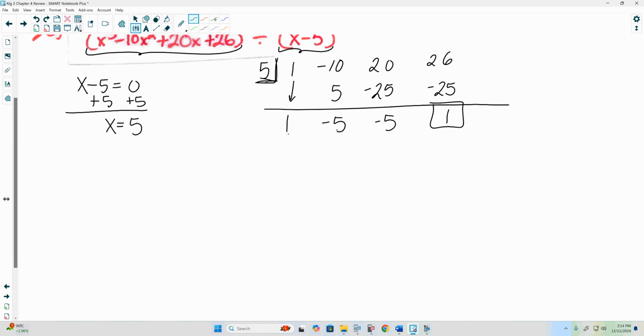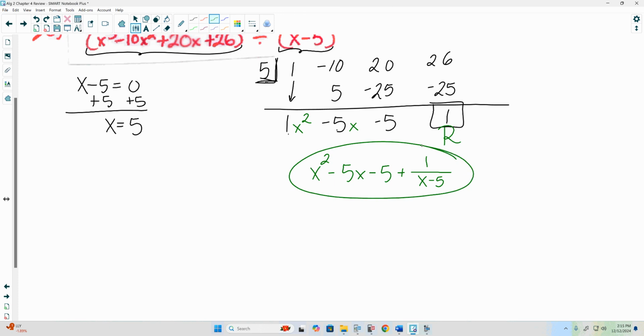Now we do need to fill the variables back in. The number in the box, the last number below the line, we do put in the box because it is the remainder. The number next to it's our term without x. The one next to it's term with x, and then term with x squared, telling us that we have x squared minus 5x minus 5 plus 1 over our remainder of what we're divided by, so 1 over x minus 5. And that's it.